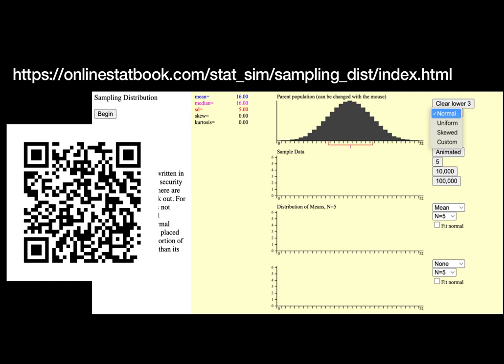What I'm going to start with, much like the picture on the display right now, is a normal distribution, which we're going to call the parent distribution. So this is my parent distribution, this one right here. It's a normal curve.